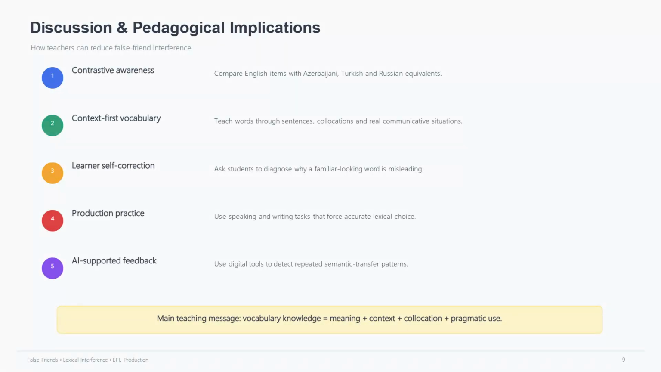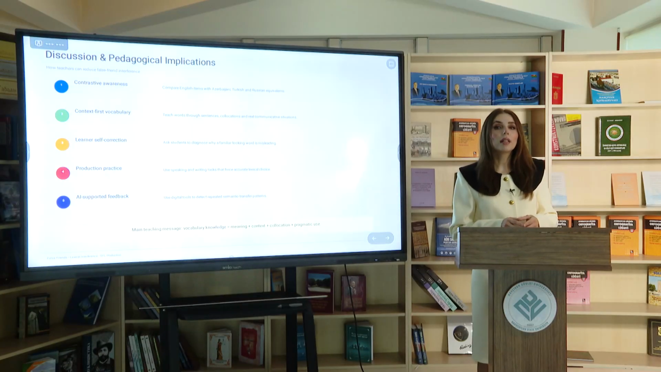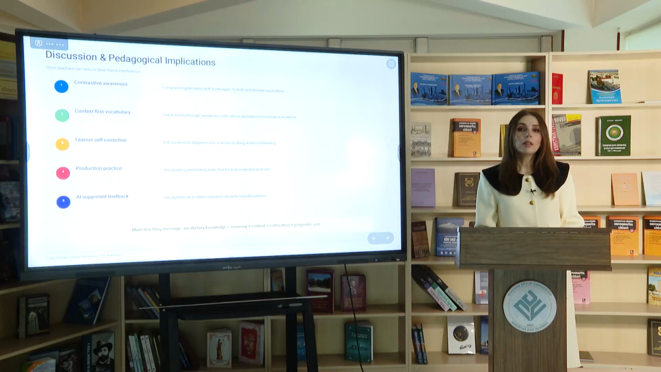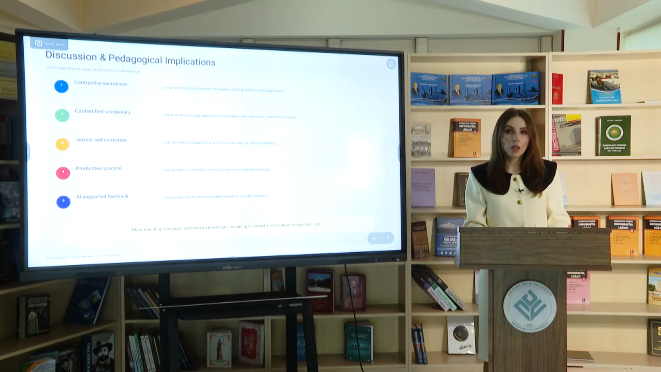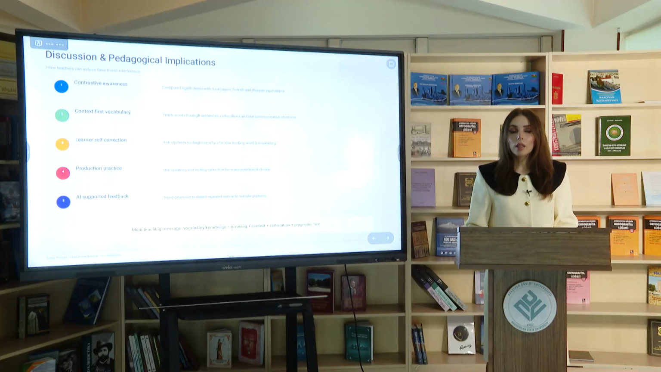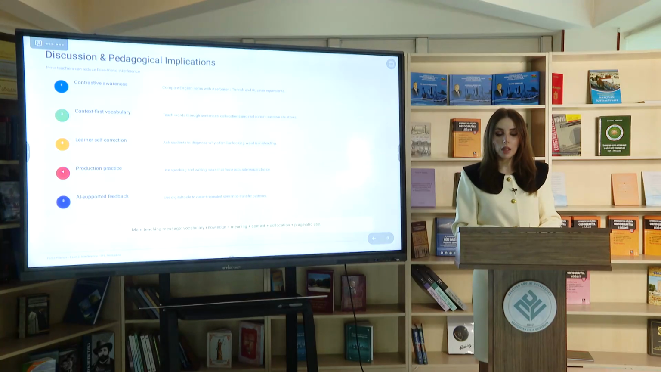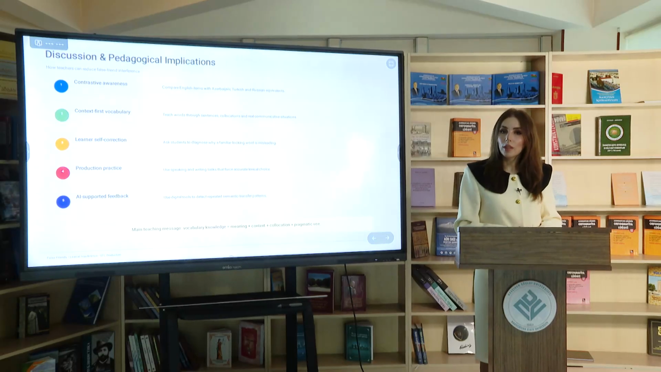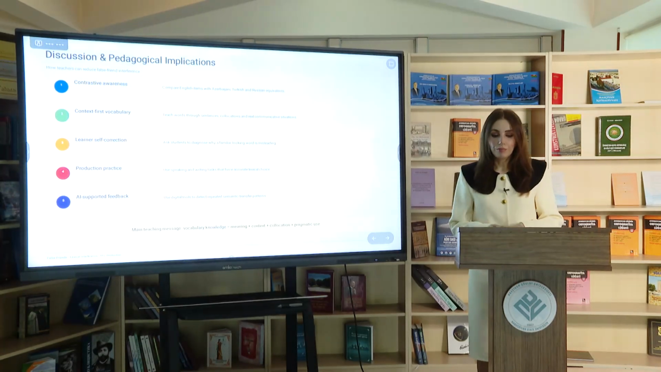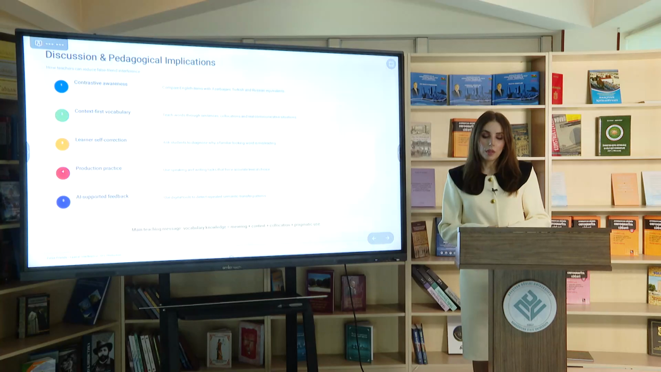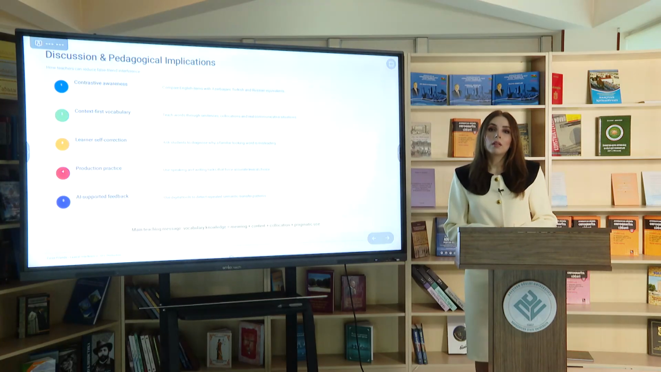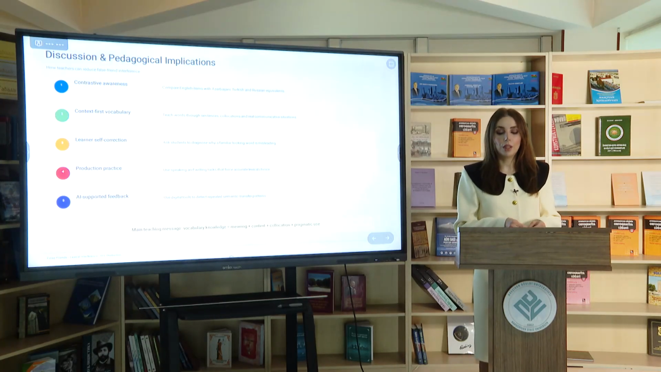Second, false friends should be taught explicitly. The learners need to compare misleading words in English with other languages they know, such as Azerbaijani. And third, teachers can use constructive tasks, exercises, error correction tasks, speaking activities, and written practice to help students notice these differences. These tasks really help students.